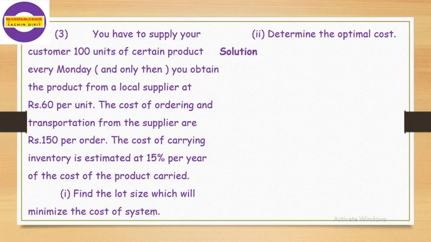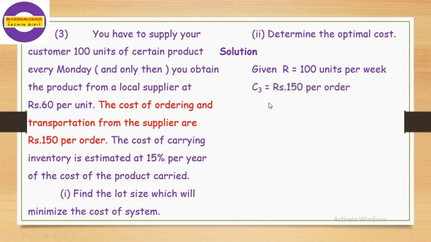Solution. Again observe the statement in the example. You have to supply your customer 100 units of a certain product every Monday. So the demand rate is 100, R is equal to 100 units per week. Then observe the statement: the cost of ordering and transportation from supplier is rupees 150 per order. That means C3, that is setup cost, is rupees 150 per order.